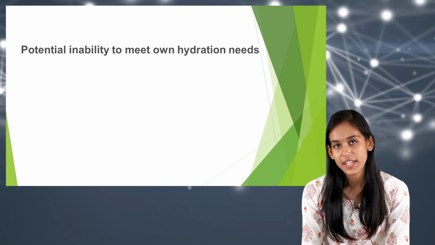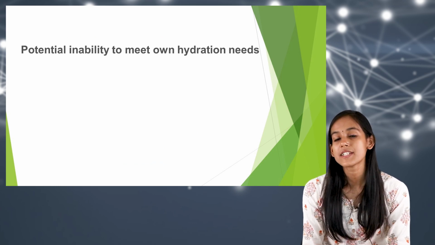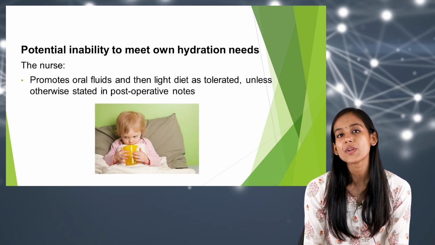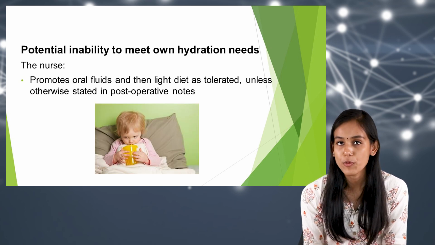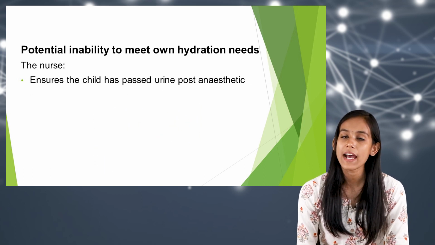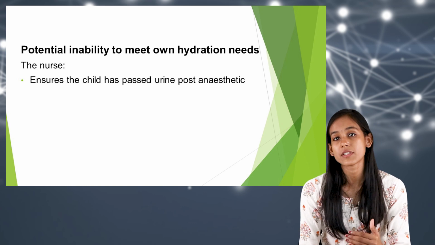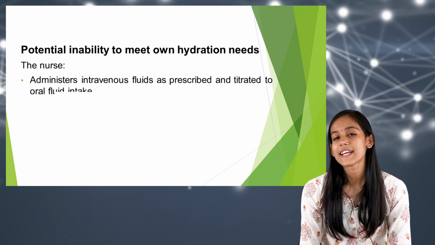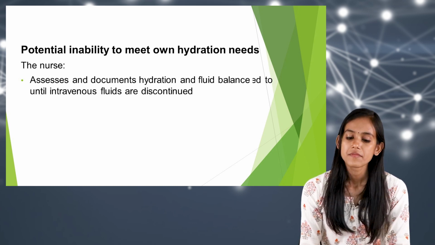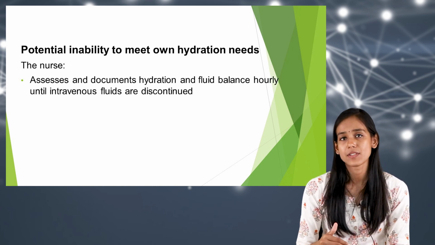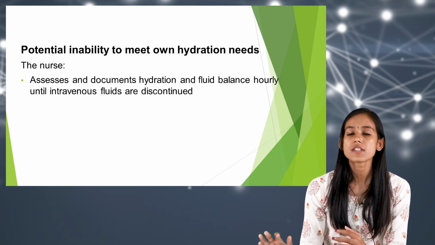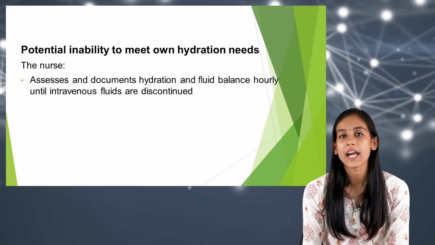The next common thing is potential inability to meet own hydration needs. Here your role is that you have to promote oral fluids, and you have to ensure that the child has passed urine after the anesthesia. Next, administer intravenous fluid as it is prescribed, and assess and document the hydration and fluid balance. So this is what we are going to do for the hydration.